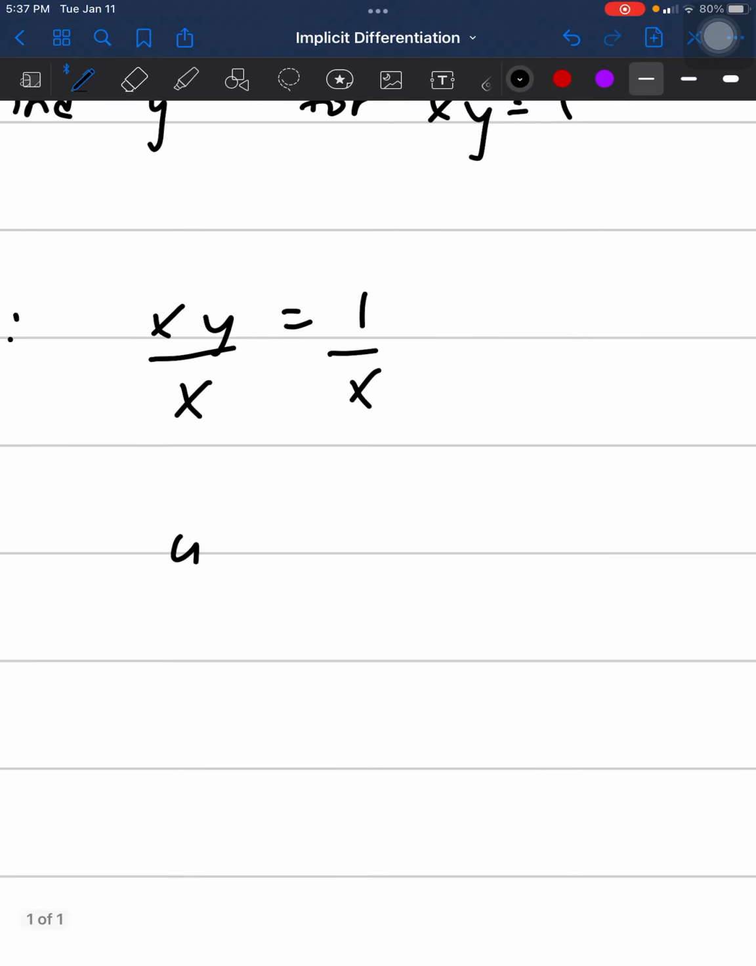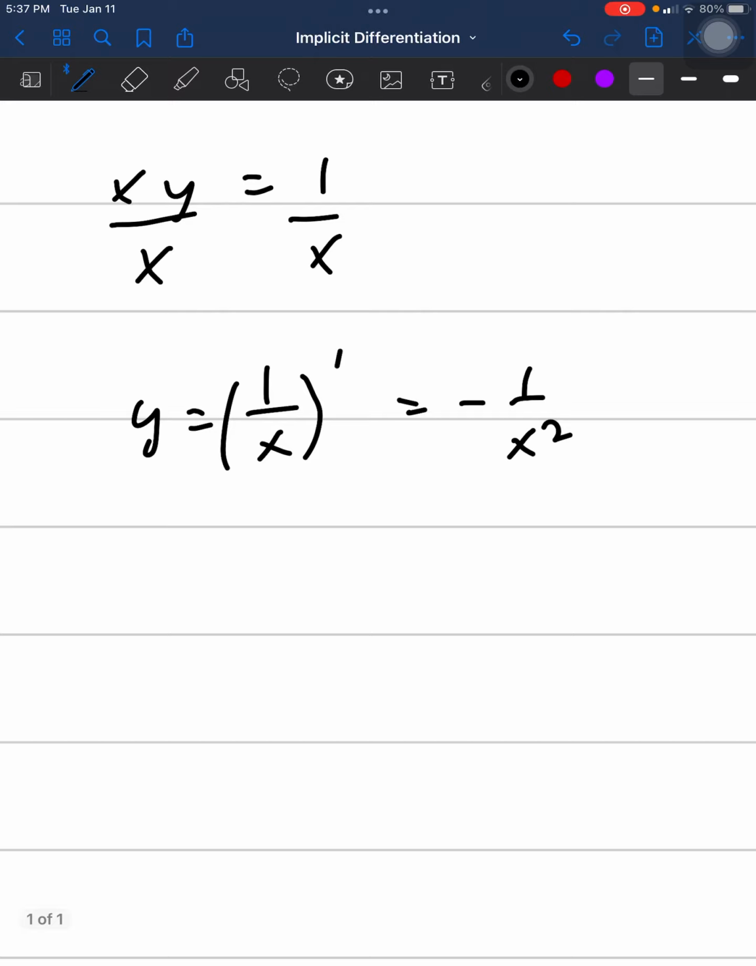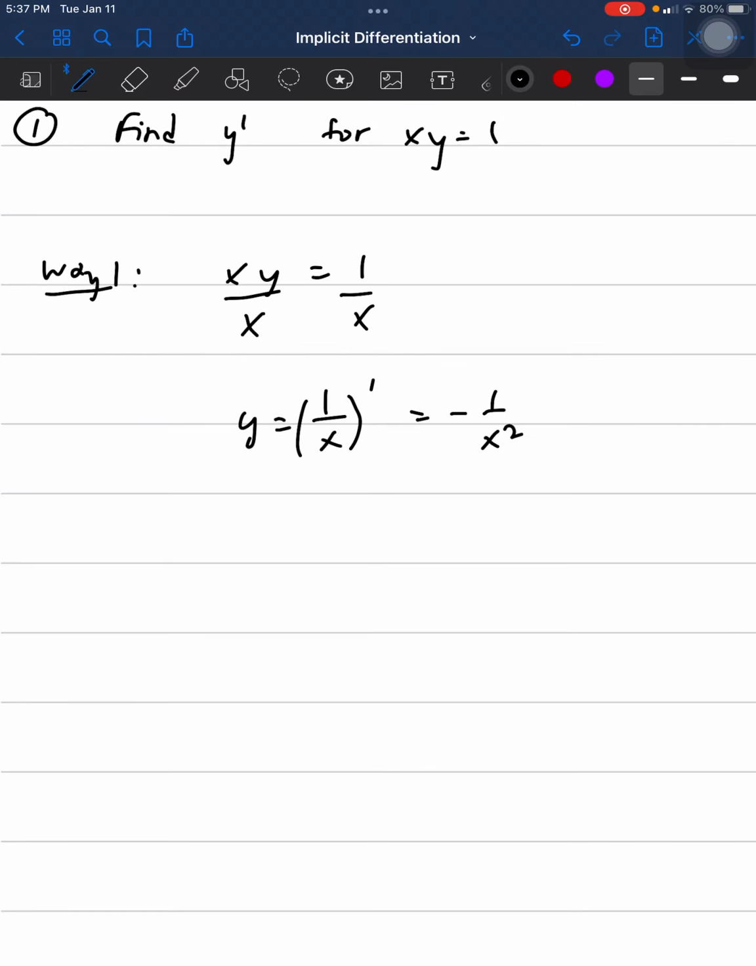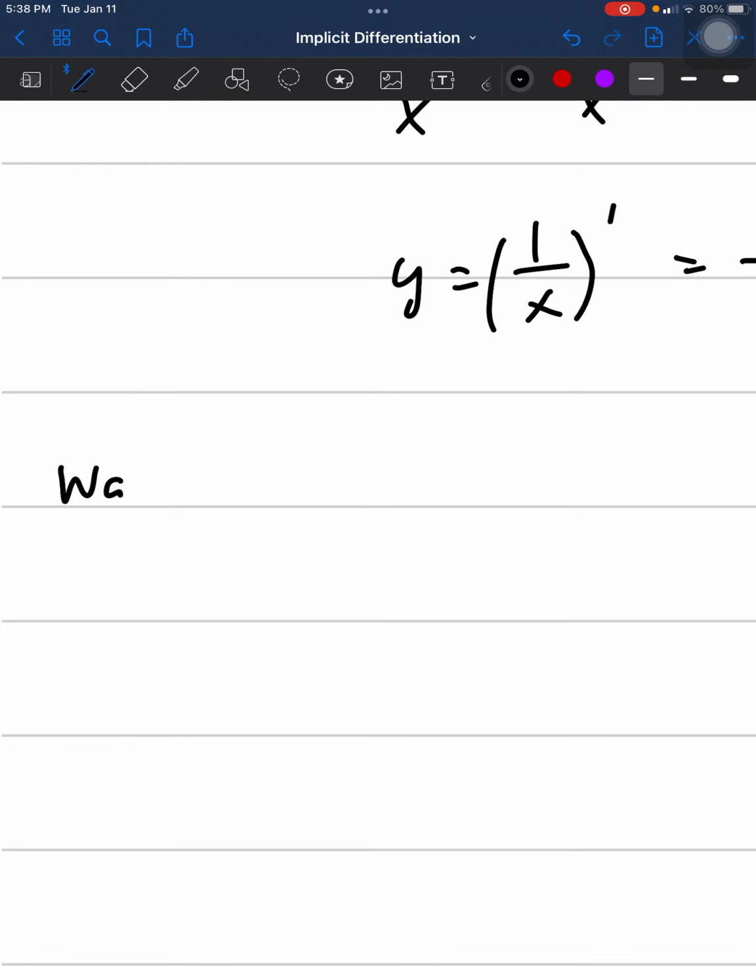When you solve for y, all you have to do is divide by x, and you get y equals 1 over x. And now you can just differentiate 1 over x and get negative 1 over x squared by the power rule. So this is the first way you could do this. However, we can do this another way as well, using implicit differentiation. So way 2 is implicit differentiation.